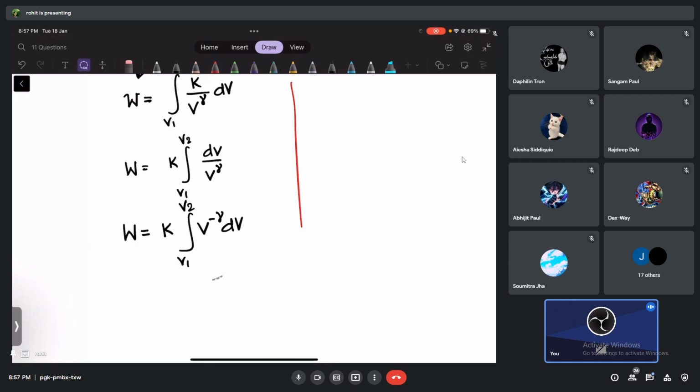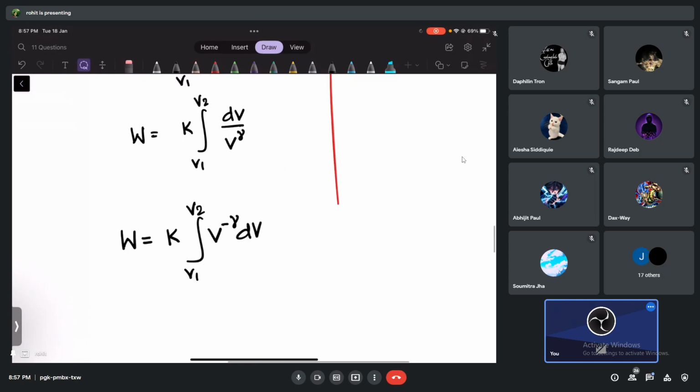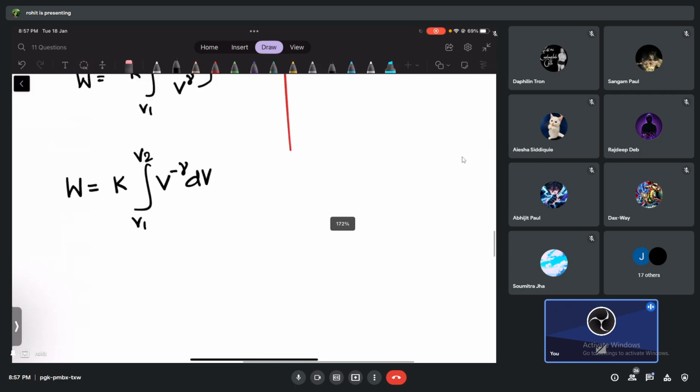Just check. I've taken the volume from the denominator to the numerator, so it will have minus gamma power now. I've just taken it above. I'm going to apply this formula now. Please check: integration of x to the power n, where n is not equal to minus 1, dx equals, you know what the formula is.